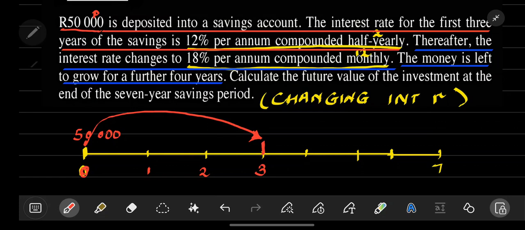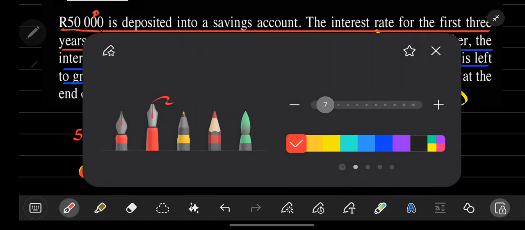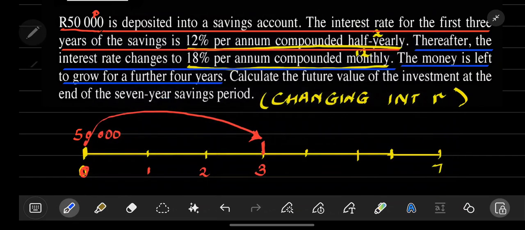And then we have another investment that will run thereafter. Notice that they have changed the interest rate. After the 3 years, they changed the interest rate to 18%, right? And then they left that money for how long? For 4 years. So then it goes there.